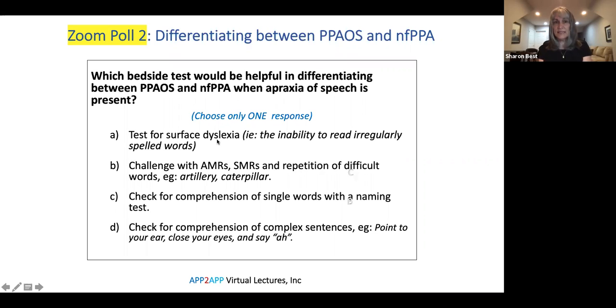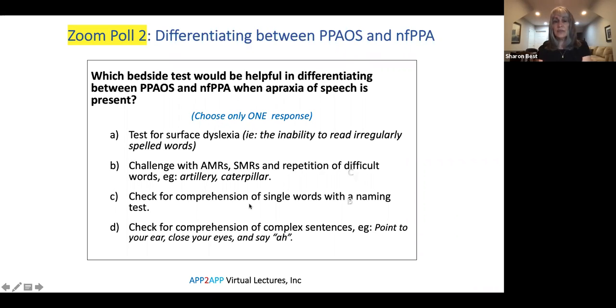Testing for that surface dyslexia is going to tease out if the patient has lost that word from their dictionary. So we're thinking semantic PPA with that. Challenge with the AMRs and the SMRs, we would expect both patients to have that because they both have apraxia of speech. So we've determined that, and we're trying to go the next step.